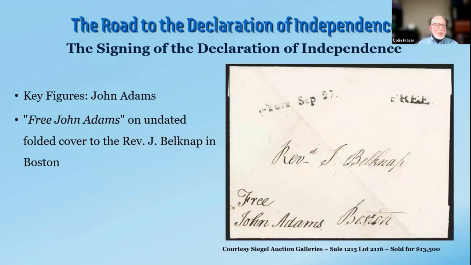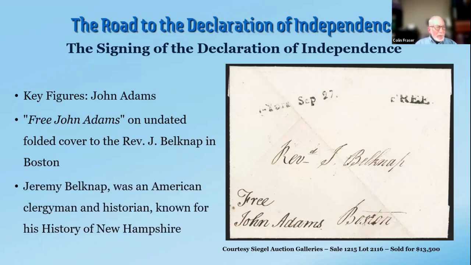John Adams also was entitled to a free franking privilege. And this one was sent to the Reverend Belknap in Boston. Belknap, American clergyman and historian, is well known today for his history of New Hampshire. In fact, it's my understanding that's the earliest example of any history of any of the colonies being written at that point in time.